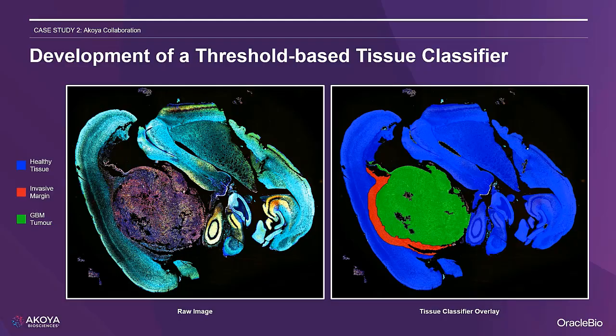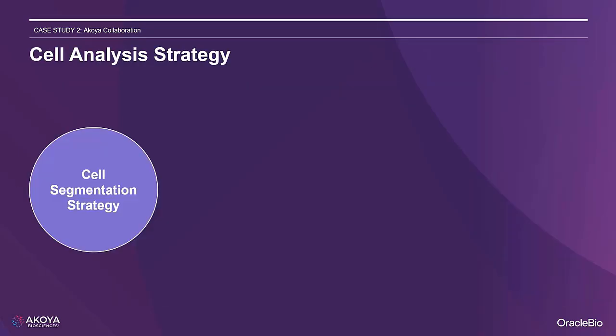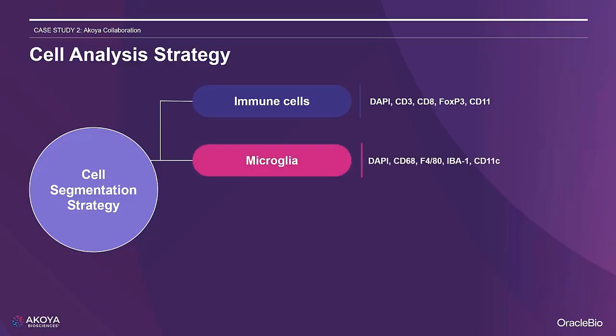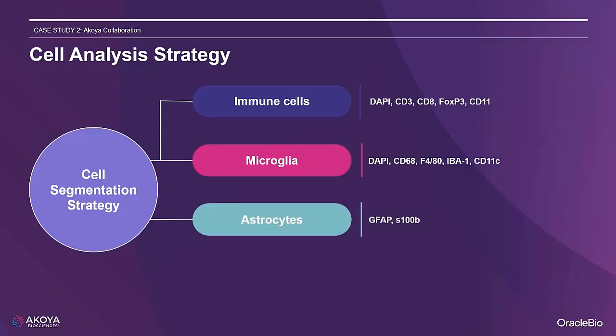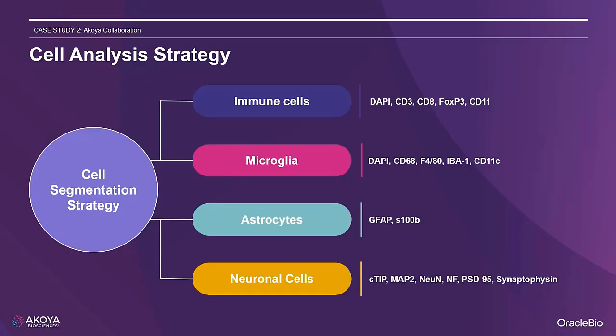This highlighted one of the main benefits of using Visiopharm, which is the flexibility we have with app design, and we were easily able to add a dilation step to the tissue classifier from the border of the tumour into the healthy tissue to capture this unique region of interest, which is defined here as the invasive margin. We identified 4 possible cell segmentation approaches we could take for analysis of the sample provided. Firstly, to identify the immune cell population. Secondly, the microglia cell population. Thirdly, astrocytes. And fourth, the neuronal cells. We used the top 3 to demonstrate the capabilities of Visiopharm when analysing high-plex samples.